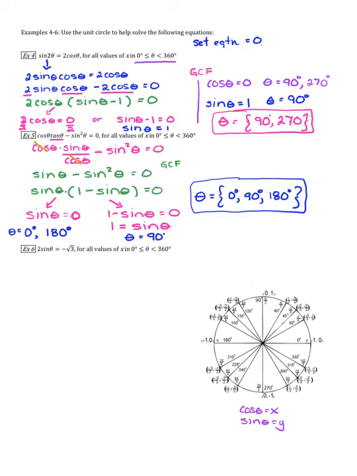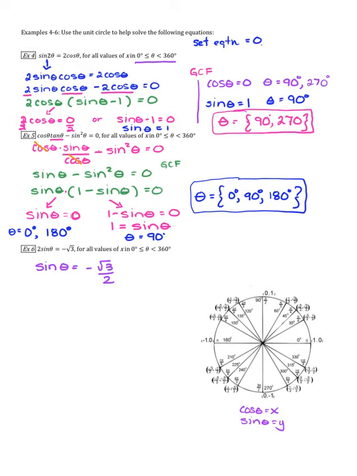We have 2 sine theta equals negative root 3. All right. Well, this is one where you're not going to necessarily set it equal to 0, because I do want to isolate my sine, because that's what I'm trying to solve for. So sine theta equals negative root 3 over 2. That should look like a familiar ratio.